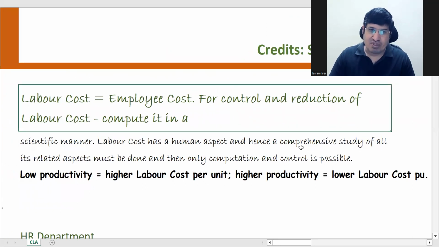Now labor is one of the costliest things. Material, labor, and overhead, these three are very, very important. So you have to record it properly so that you can minimize it always.